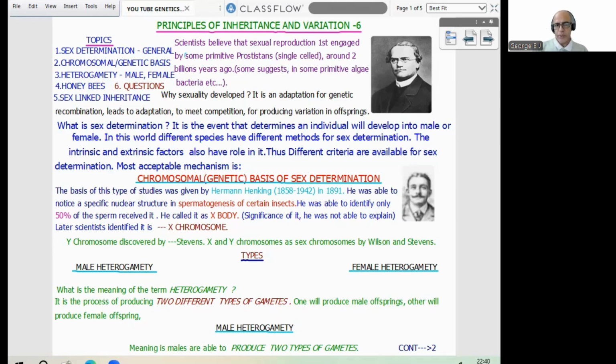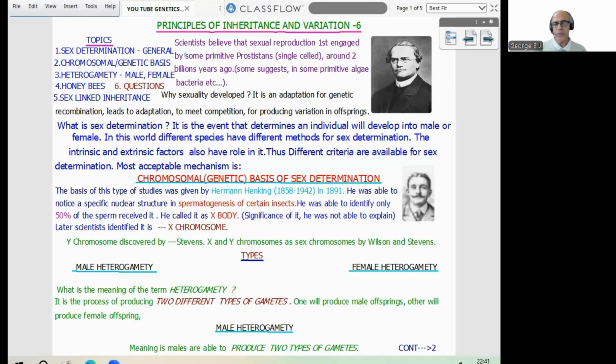Now we have to proceed to heterogamety. First identify two types, then we will explain what heterogamety is. The two types are male heterogamety and female heterogamety. Now what is meant by the term heterogamety? It is the process of producing two different types of gametes. One type will produce male offspring, the other will produce female offspring.